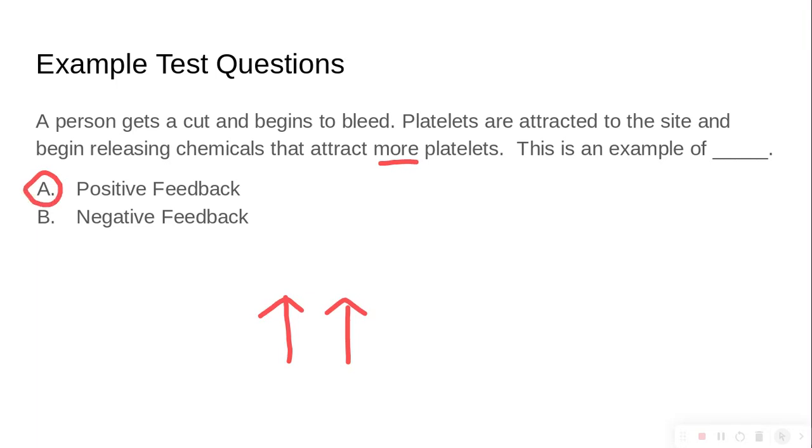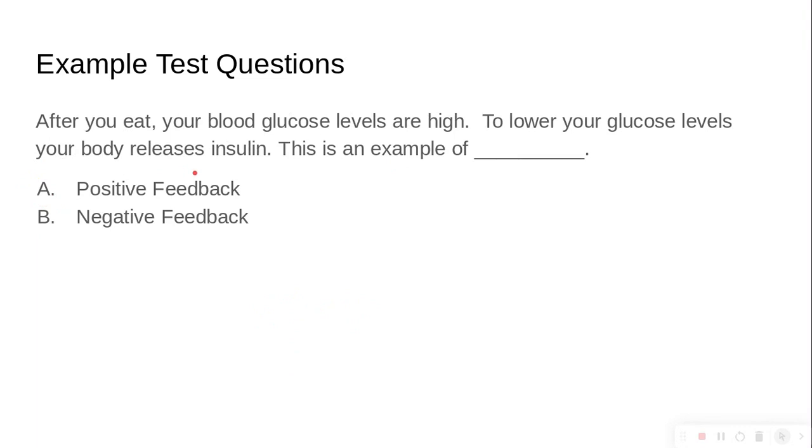Positive feedback. Okay, after you eat, your blood glucose levels are high. So we have high blood glucose. This is increased from our normal levels. So to lower your blood glucose levels, your body releases insulin. So we had an increase. Now we are lowering our blood glucose. So we have a decrease in blood glucose. So both of our arrows are pointed in opposite directions from each other. So this sounds like what kind of feedback? Negative feedback. So we're maintaining homeostasis. We're maintaining our normal levels.